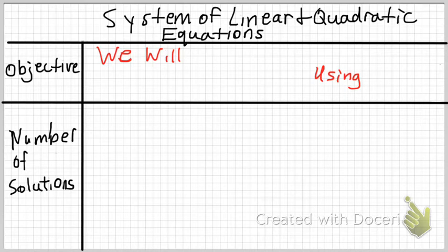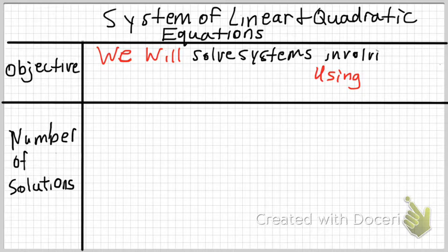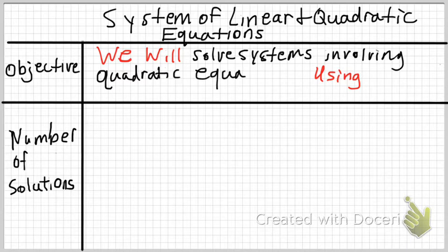Our objective today is that we will be solving systems involving quadratic equations using graphical analysis.